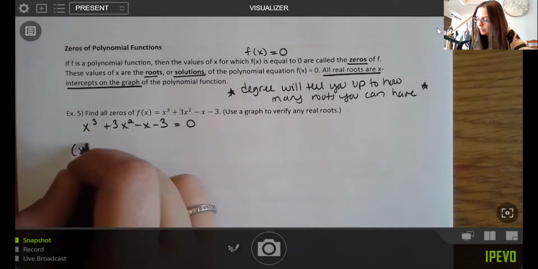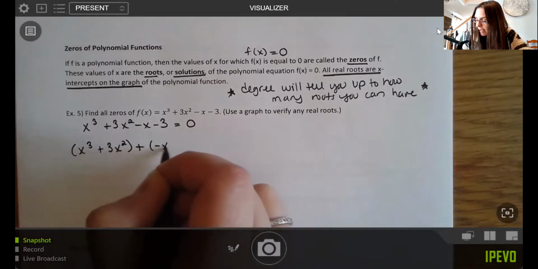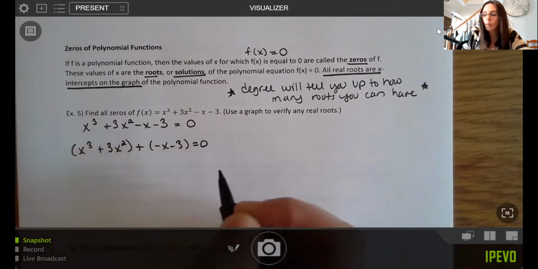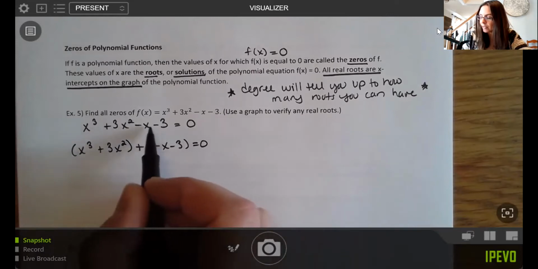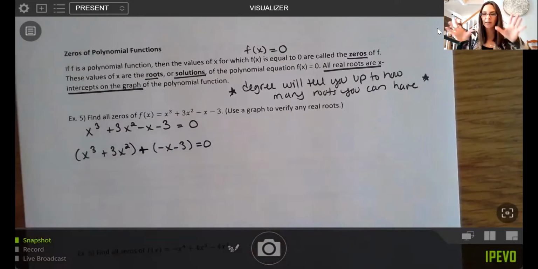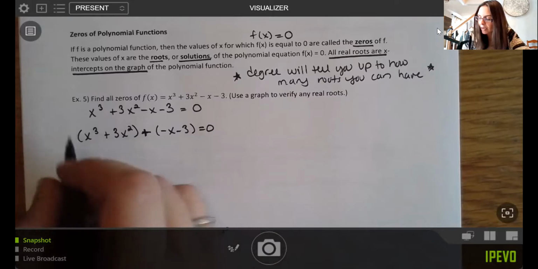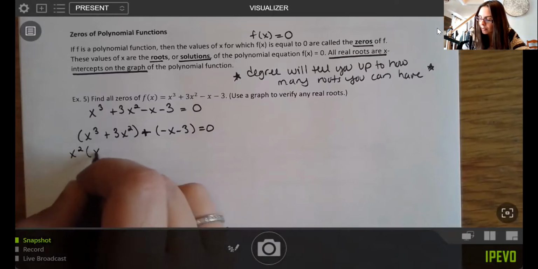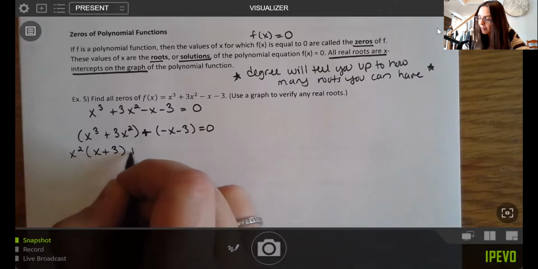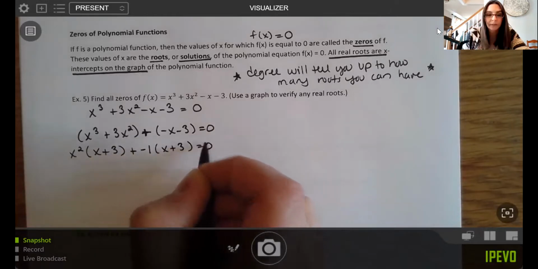I'm going to group my first 2 terms and my last 2 terms together. I don't want to change the sign, so the x is negative and the 3 is negative, but I just put a plus sign in the middle. Putting a plus sign doesn't change any signs. It just lets me put my 2 groups a little more clearly. Then I take the GCF out of each group. In the first group, I have x squared in common, and I'm left with x plus 3. In the second group, they both have a factor of -1, so when I factor that out, I also have x plus 3.